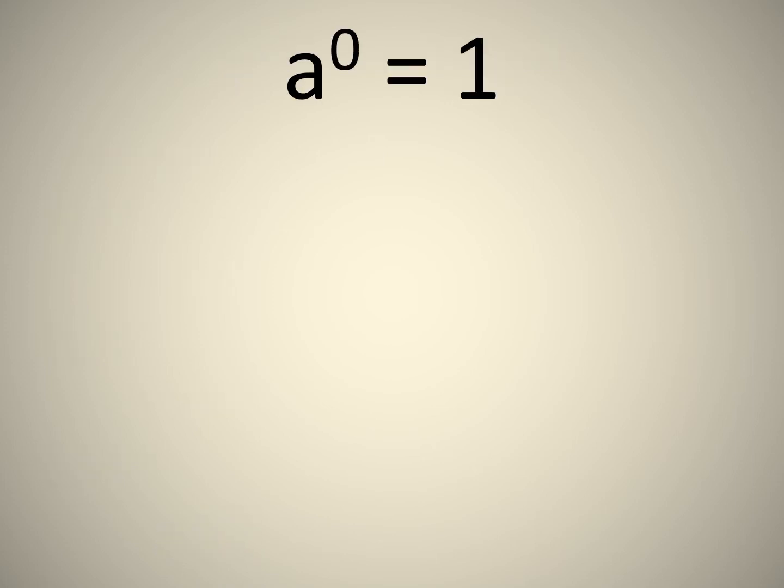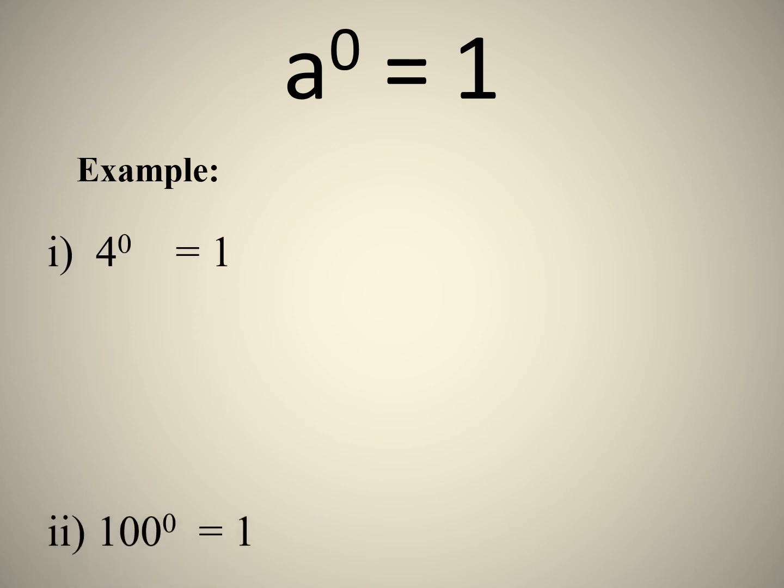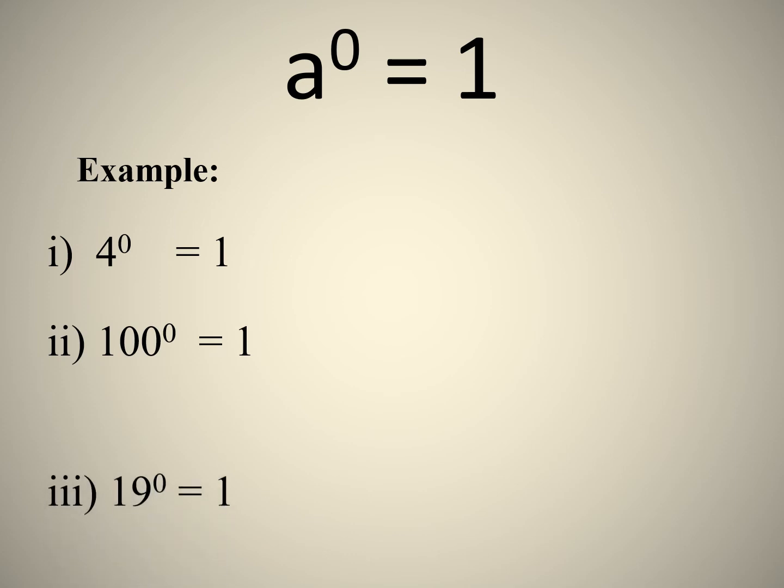The next law is a raised to 0 equal to 1. That is, any number raised to 0 equals 1. However small or big the number may be, when that number is raised to the power 0, the answer is 1. Let us see the examples. 4 raised to 0 is 1. 100 raised to 0 is 1. 19 raised to 0 is 1.